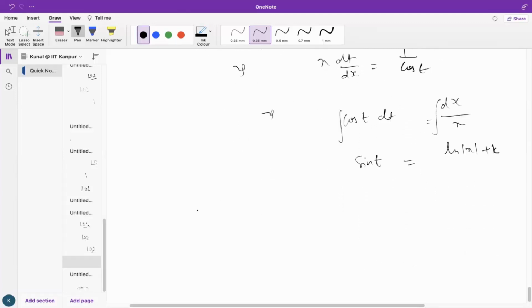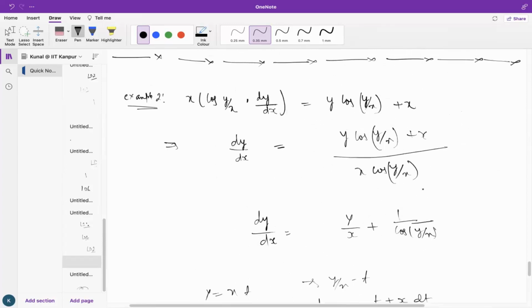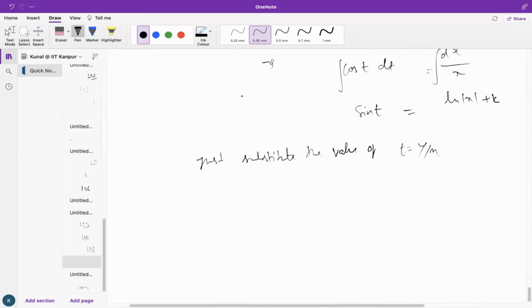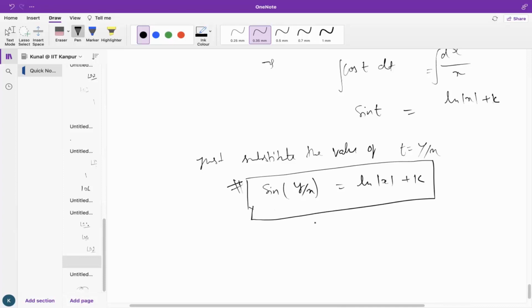Now just substitute the value of t is equal to y by x, because हमने पहले वही रखा है ना. देखो यहाँ पे t is equal to y by x रख दो. So what we will get here? We will get sine of y by x is equal to ln mod x plus some constant. So this is actually the general solution for the differential equation.